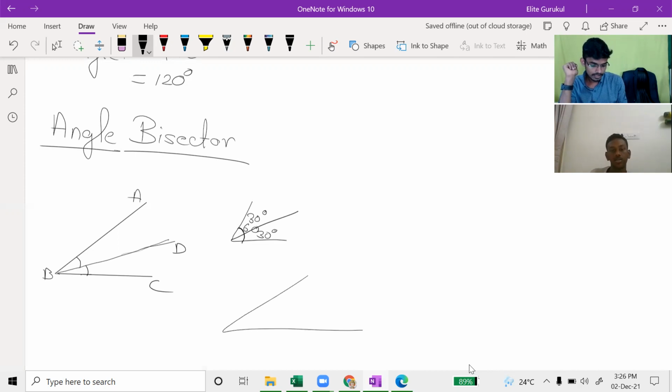If this is an angle and this is a 30 degree angle and one angle bisector is drawn from here, so now tell me what will this angle be? 30 divided by 2.